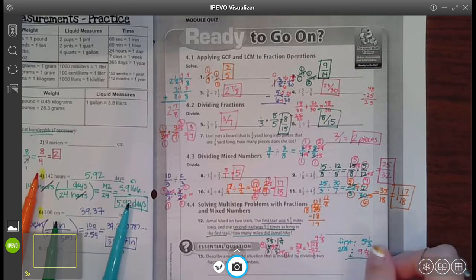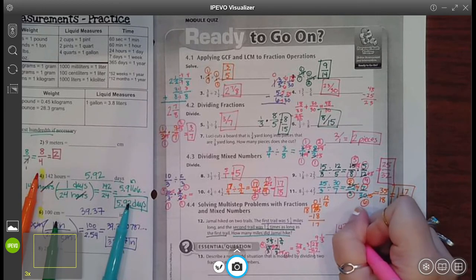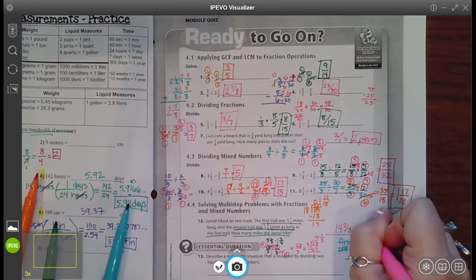Luckily, we already have a common denominator, so keep that the same. Add your numerators. 1 and 1 make 2, and then add your whole numbers. 5 and 9 make 14. So how many miles did he hike in all? He hiked 14 2/3 miles.